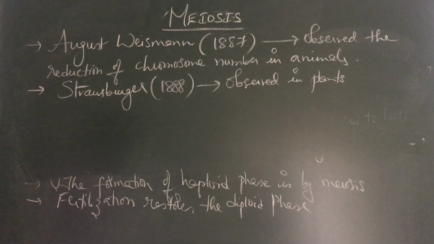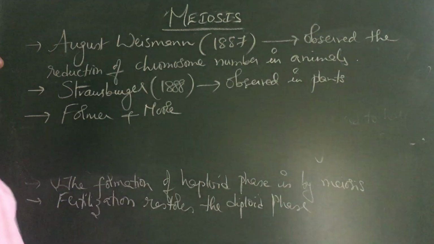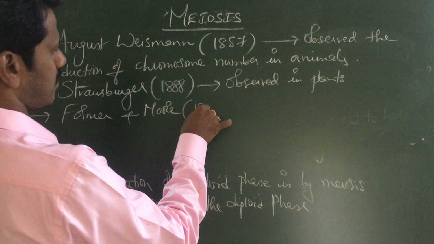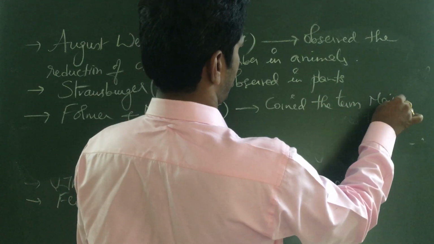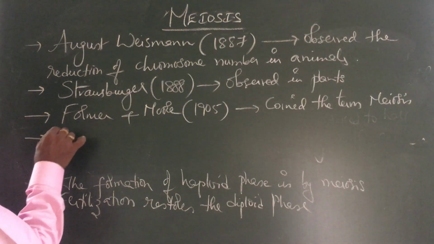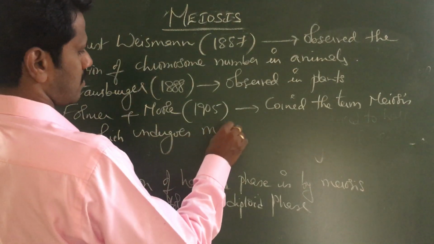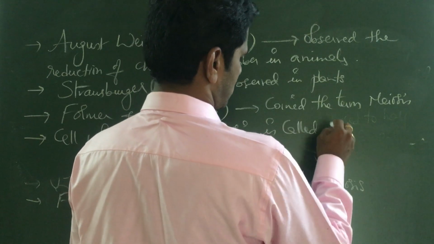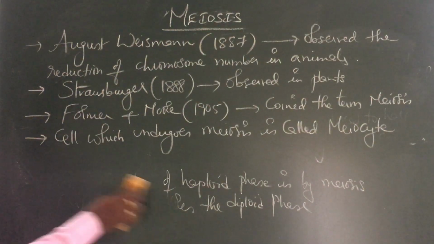Who coined meiosis? The term meiosis was coined by Farmer and Moore in 1905. The cell which undergoes meiosis is called meiocyte.